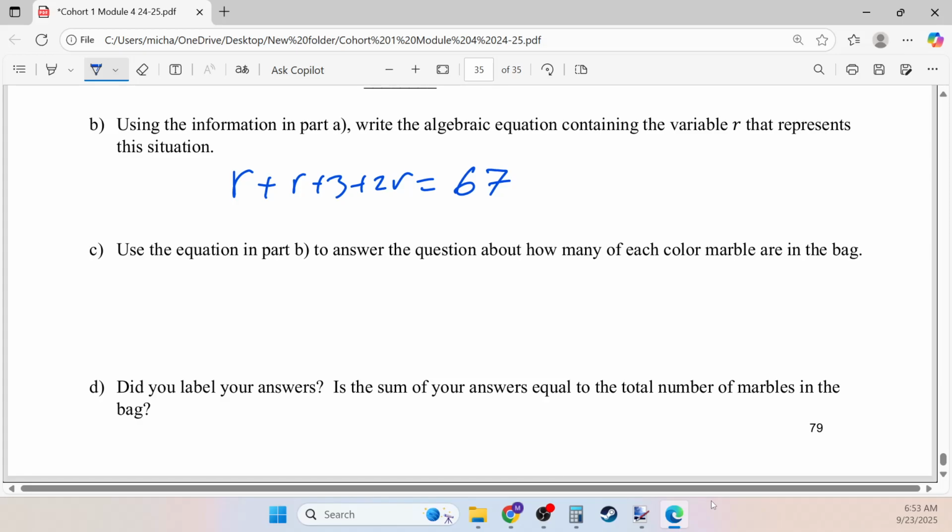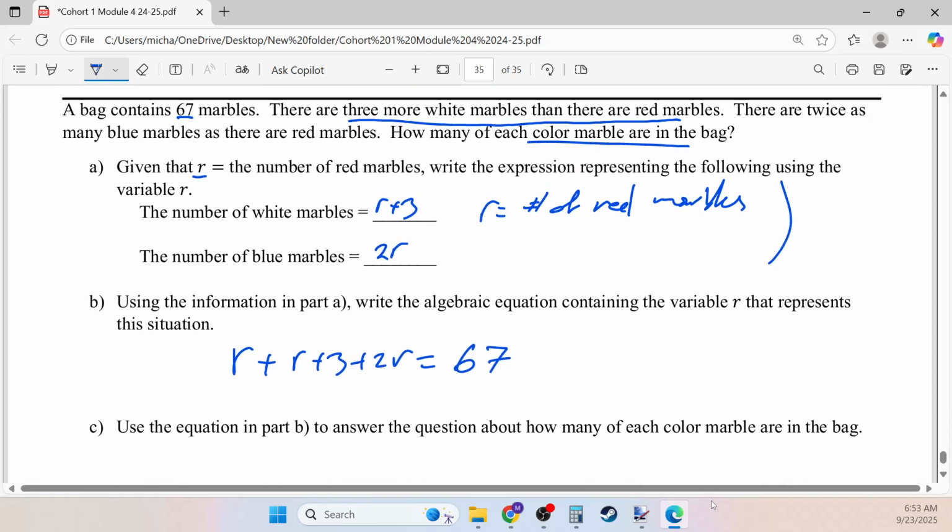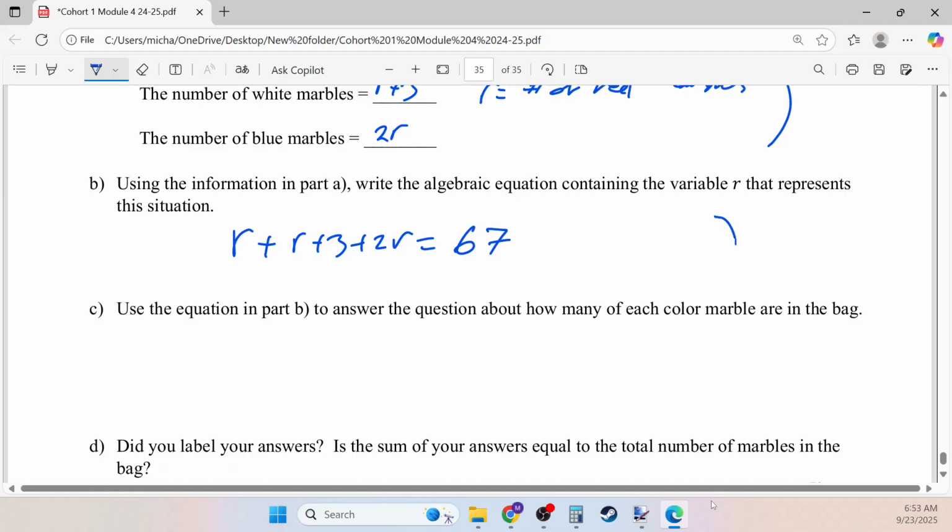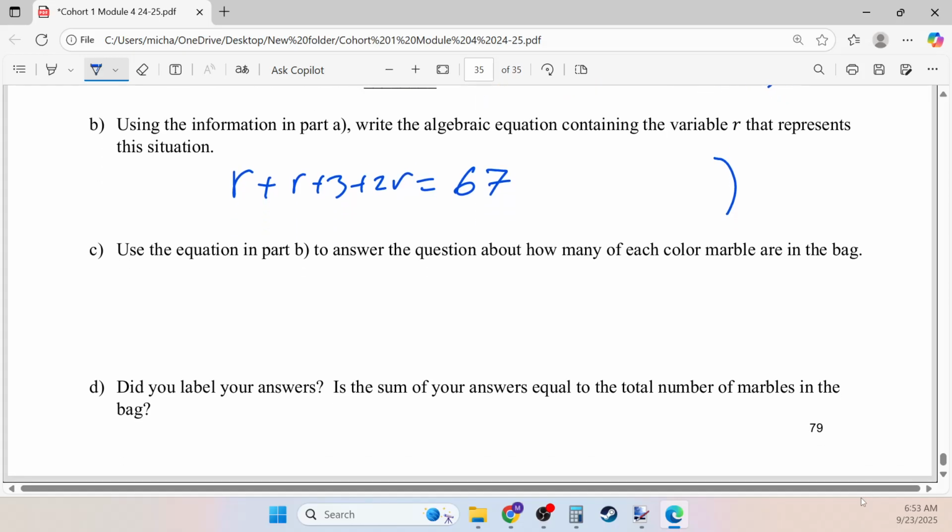So this is Polya step 1, where we understand the situation, gather information and organize it. This is step 2 in the process, where we make a plan. We're going to solve this equation to find the answer. This is step 3, where we do the plan. I combine like terms. R plus R plus 2R is 4R.